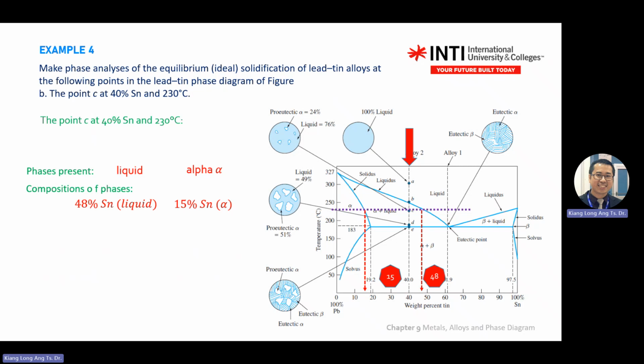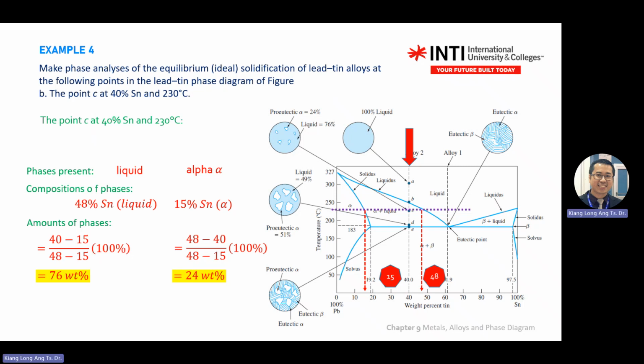The rest is lever rule analysis. How many percent liquid? This is the total length, 48 and 15. This is the center point. He asks you about liquid. Liquid is this side, so you take this length for liquid, then you take this length for solid.